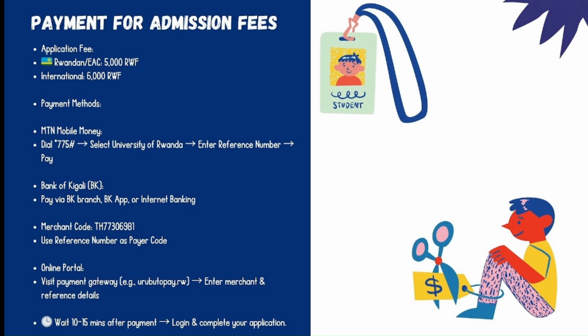If you already created your admission portal, you already generated your student number and the PIN, and you have already chosen the program, what is next is to pay for your application to be reviewed. When you are paying, make sure you use what I said. Guys, I repeat myself several times.